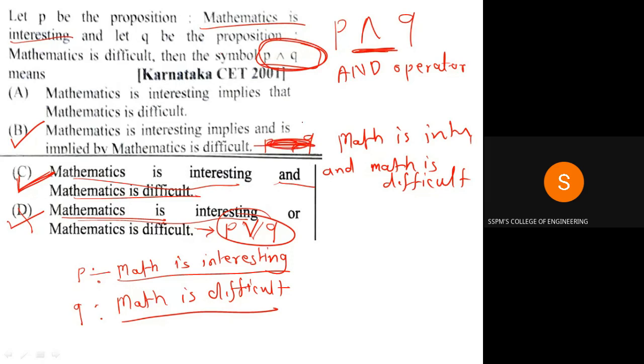What is first? Mathematics is interesting means P implies, this arrow, that mathematics is difficult. This is P implies Q. This is Q implies P. This is the correct option that we wanted to find. And D is P or Q. These are the representations of all those four statements. And the correct option here is C. C is the correct option.